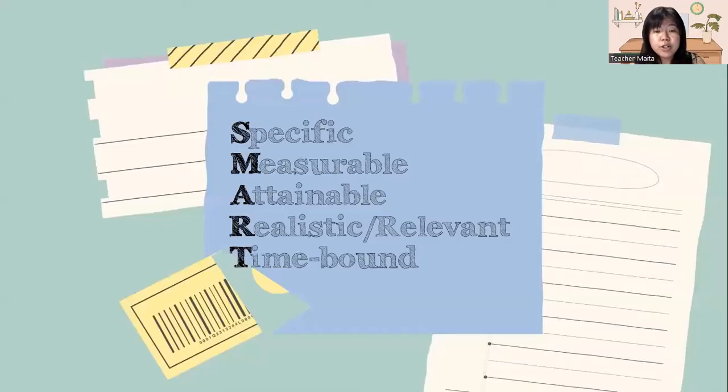Now, when you're doing your goal, it should be specific, measurable, attainable, realistic or relevant, and time bound. We call this SMART. It's specific. It's not just something like, oh, what's your goal? To be rich. What kind of rich? Rich in friends, rich in heart, rich in spirituality. You have to be a little more specific than that.